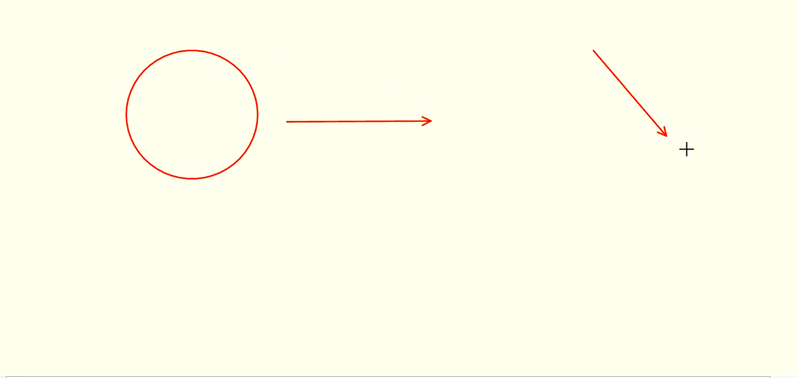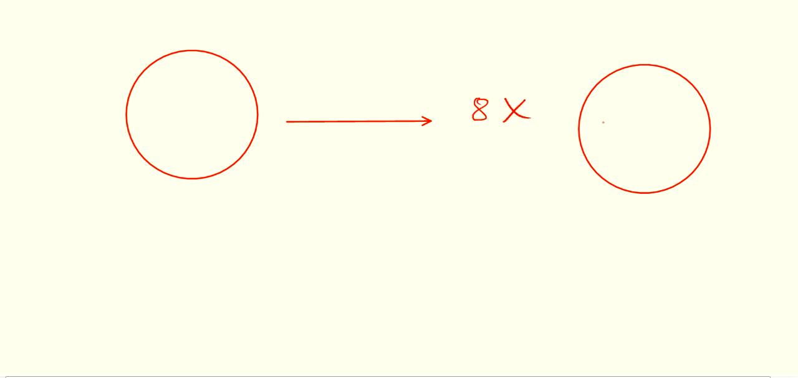So just like this one, this circle is equal to 8 times another circle. The circumference of this circle is equal to 8 times the circumference of this circle. So let the circumference of this circle be 2 into pi into r, equal to 8 times that of this circle.